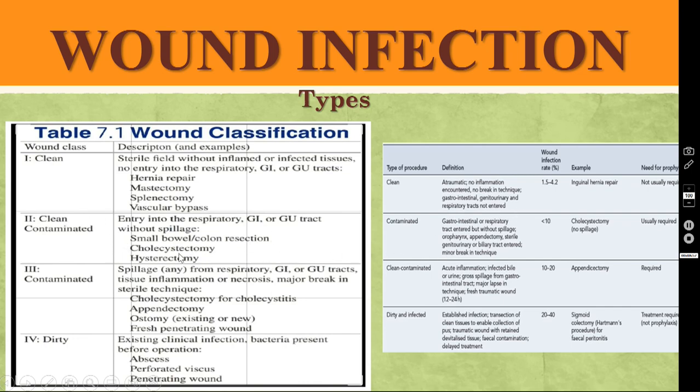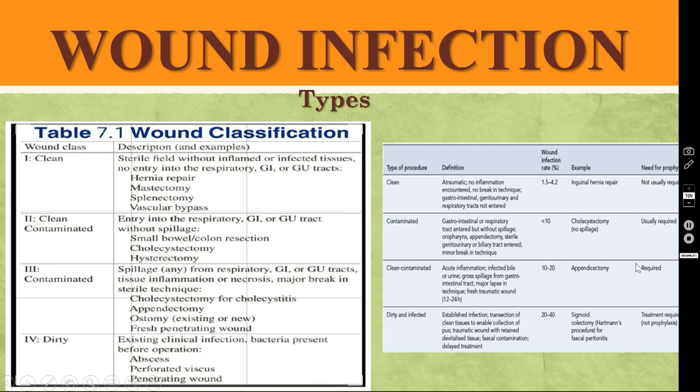Here the chance of wound infection is 10 to 20%. Appendicectomy also comes under this one. Here we have to give what is called prophylactic antibiotic, because the chance of wound infection is 10 to 30%. It is a potentially infected wound, but there is no spillage, so still we have to give antibiotic to prevent infection in these wounds.